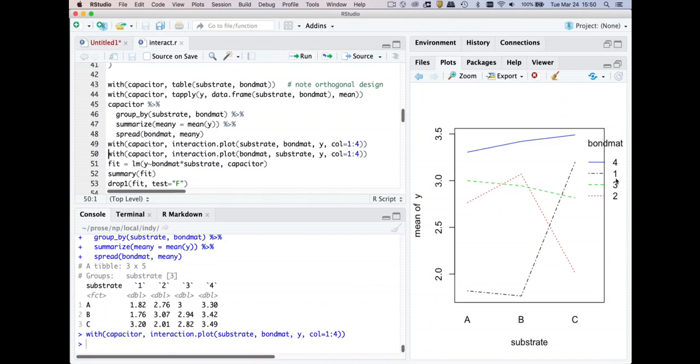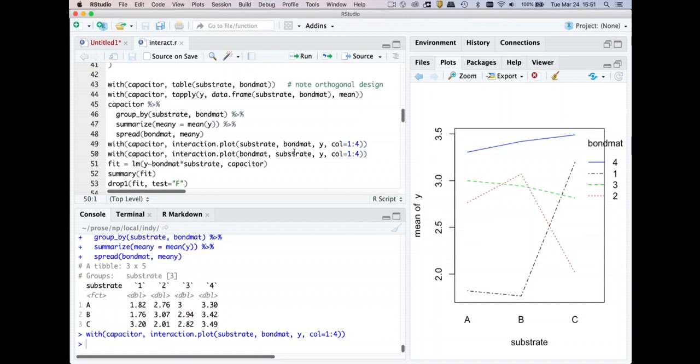The answer is yes, but it depends on the substrate. So it looks like bonding material 1 works really well with substrate C, but bonding material 1 with A or B would be an absolute disaster. It looks like bonding material 2 works pretty well with B, but it doesn't get along with C at all. So 3 with C is a bad idea. Sorry, 2 with C would be a bad idea. Looks like bonding material 3 works pretty well across the board, but maybe not as well as material 1 with substrate C, maybe not as well as substrate B with bonding material 2.